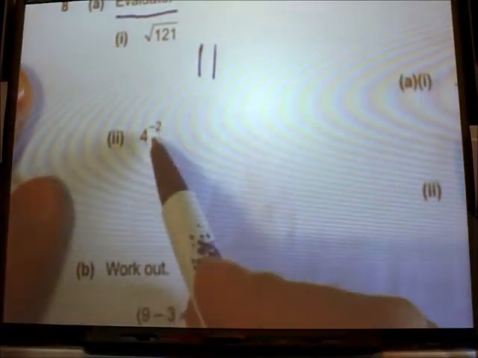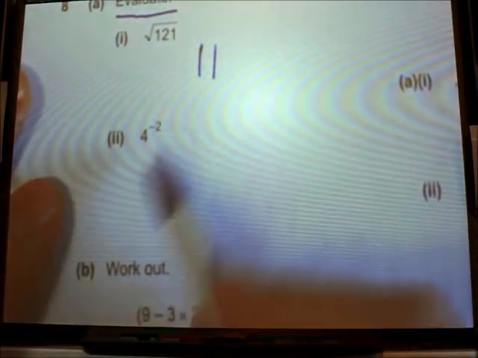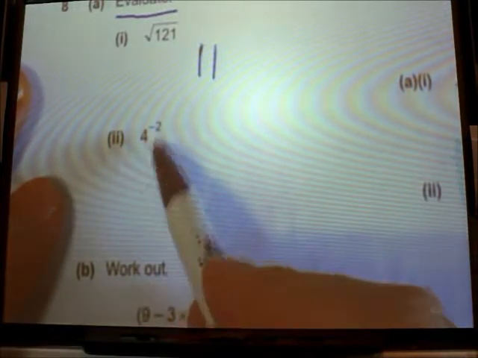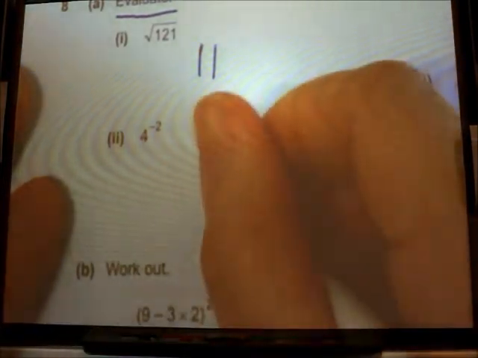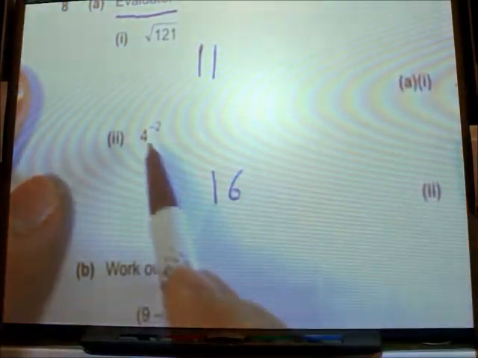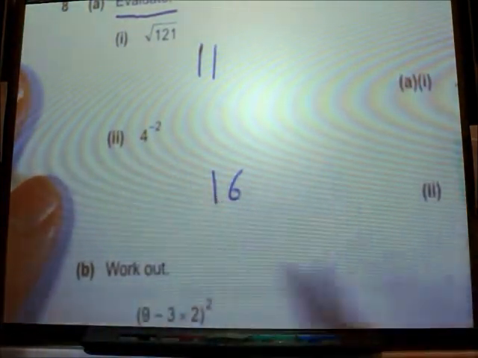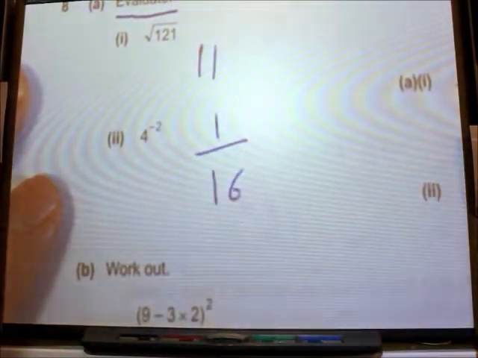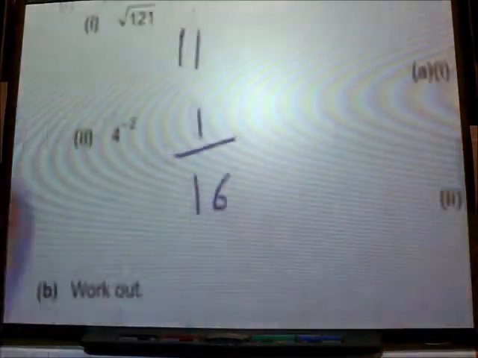The next one, 4 to the power minus 2, and this is a nasty one. I'm going to tell you a trick here. I'm not going to get into the details of it, but all you do is ignore the minus. 4 to the power of 2 is 4 times 4, so it is 16. And if you ever see a minus on the index number, all you do is do 1 over whatever it was. So the answer is 1 over 16.